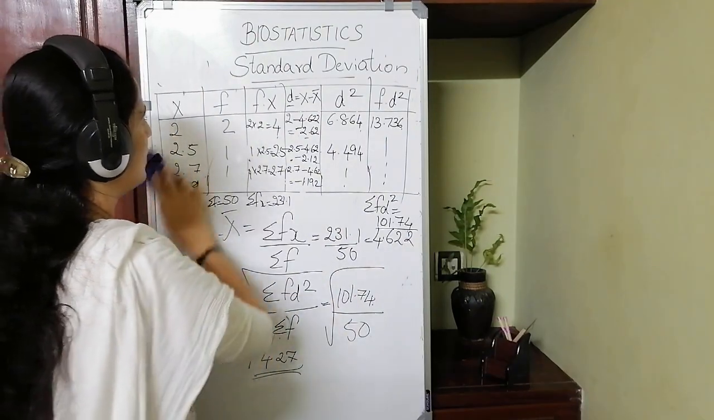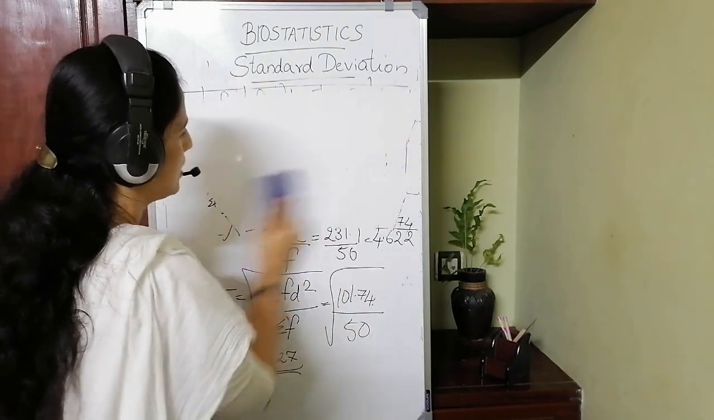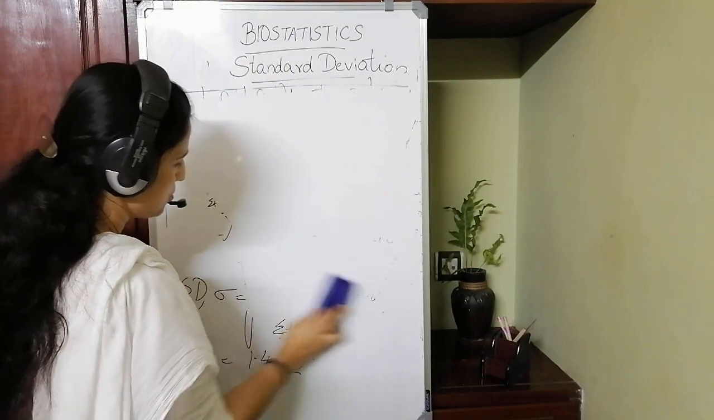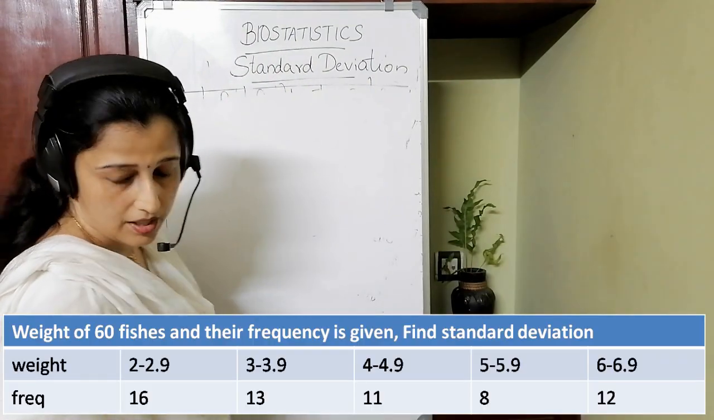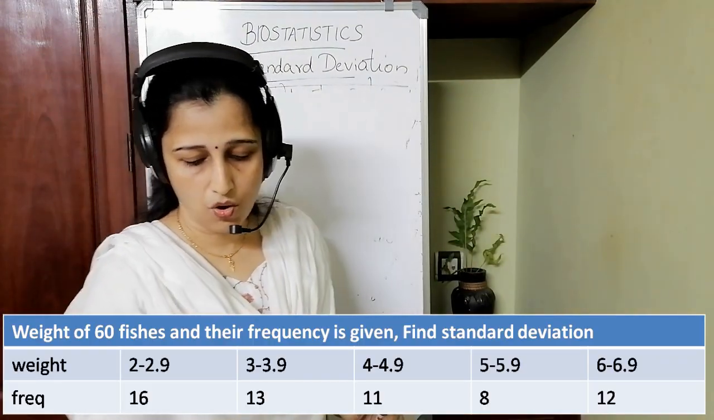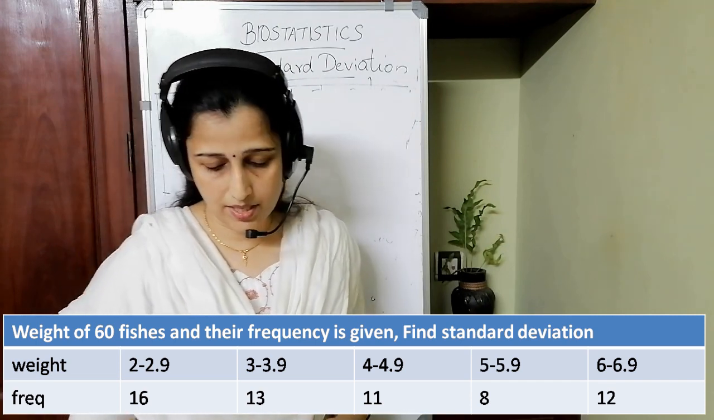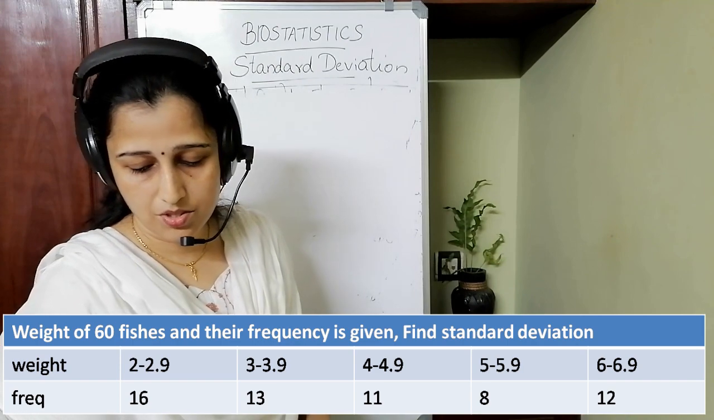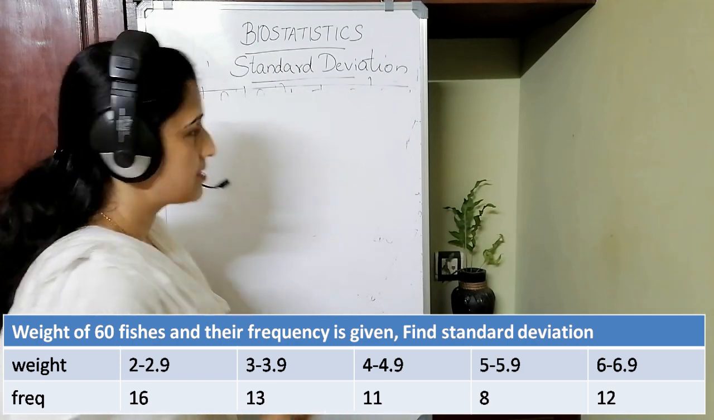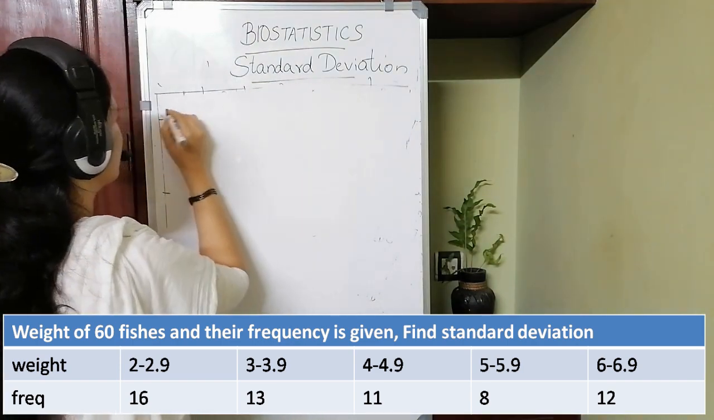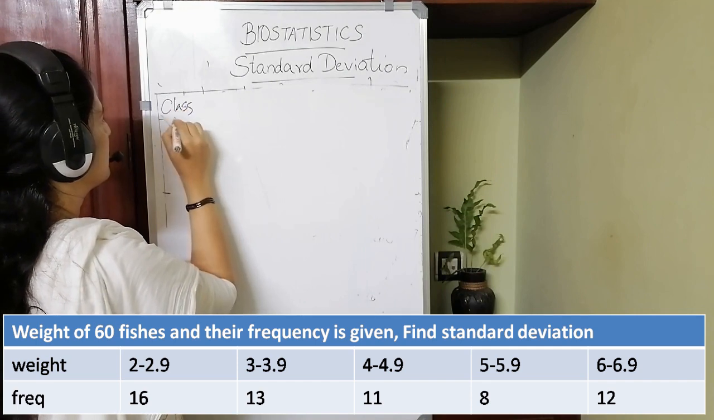Let's see how to solve the question which is given here. The question shows the weight of 60 fishes and their frequencies, and the class interval is shown here. The first column is the class interval.